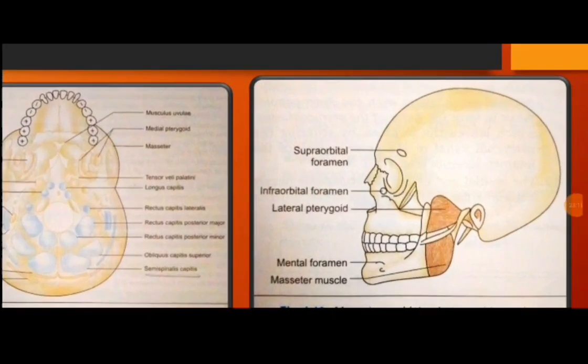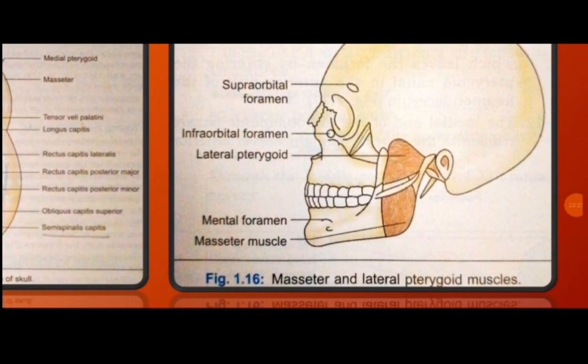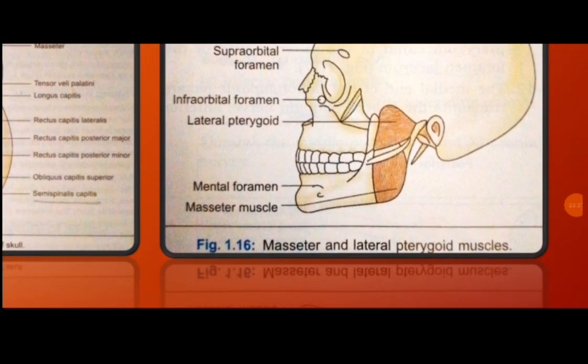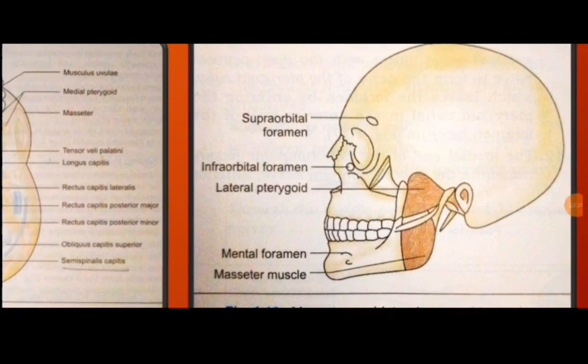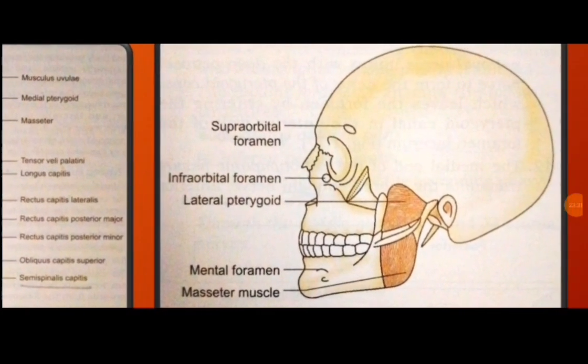Then here you can see infraorbital foramen, supraorbital foramen, lateral pterygoid, mental foramen, masseter muscle. In the next upcoming videos we will learn about the foramina and the vessels or nerves passing through them.